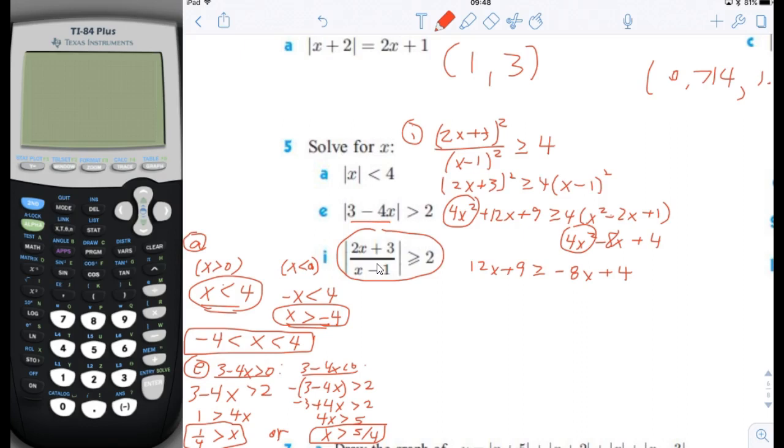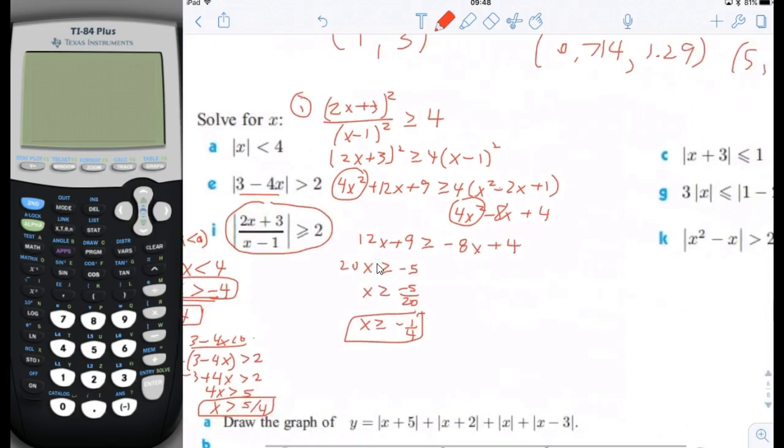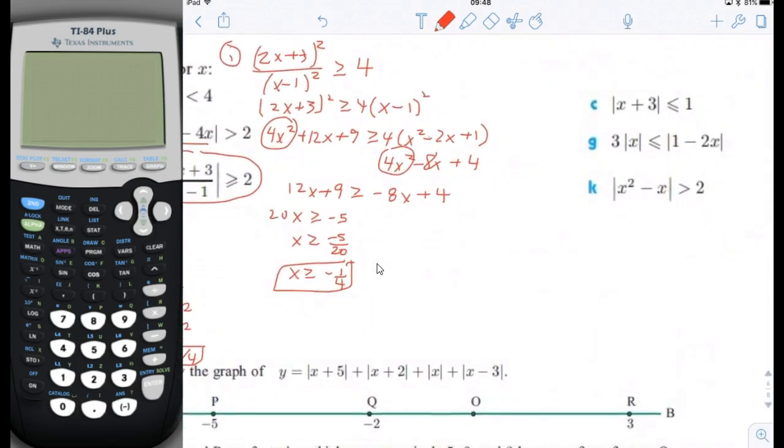So now we're going to add 8x to both sides. We'll get 20x. We'll subtract 9 from both sides. We'll get minus 5. X is greater than or equal to negative 5 divided by 20. X is greater than or equal to negative 1/4. Okay, that wasn't so bad. All right, let's go to C.